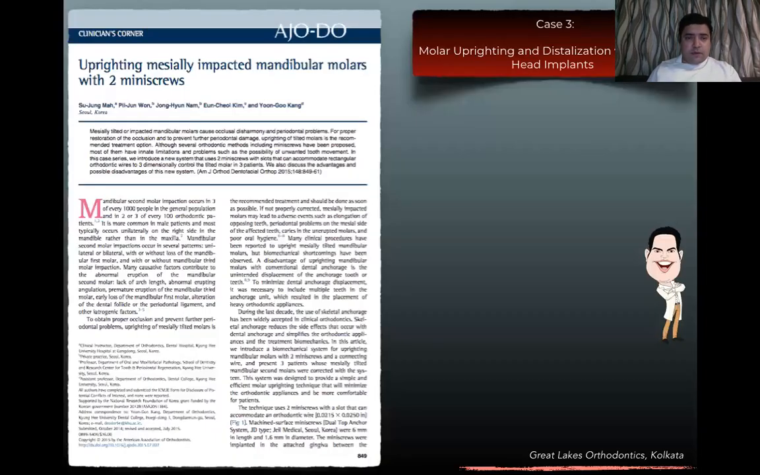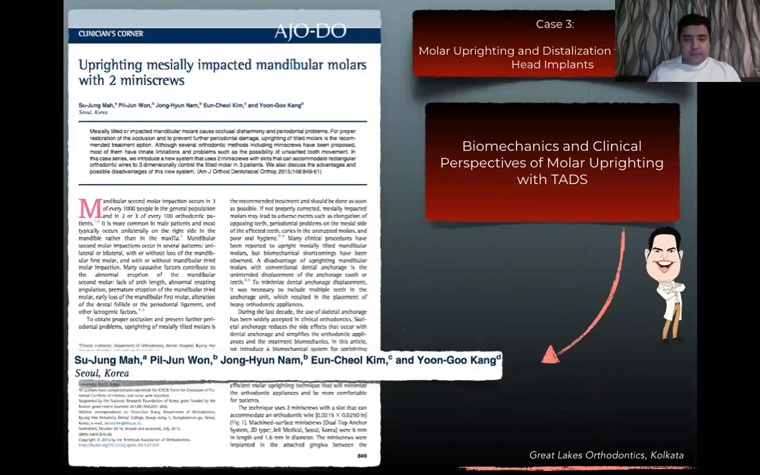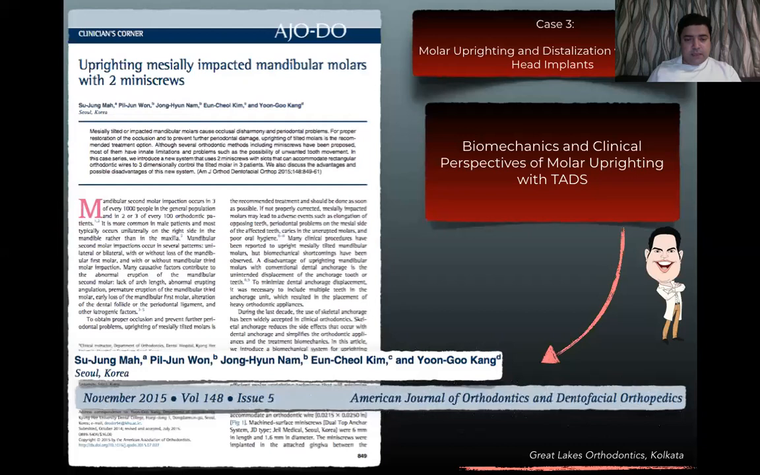If you want to know more about mesially impacted mandibular second molars and corrections with mini screws, you can go ahead and read the biomechanical perspective of molar uprighting and TADs in this beautiful article by Ma in the November 2015 edition of the American Journal of Orthodontics.